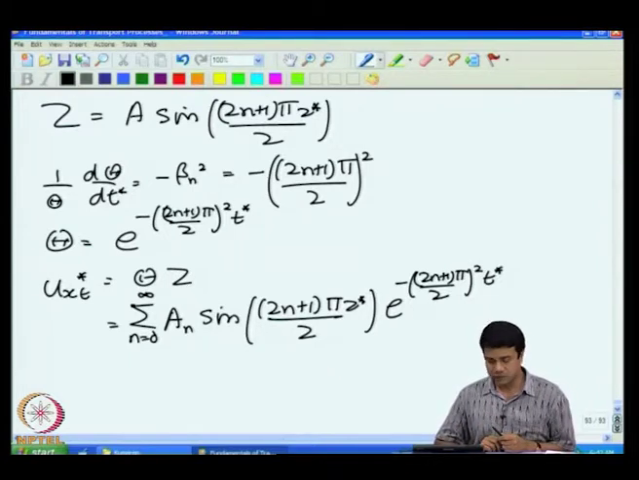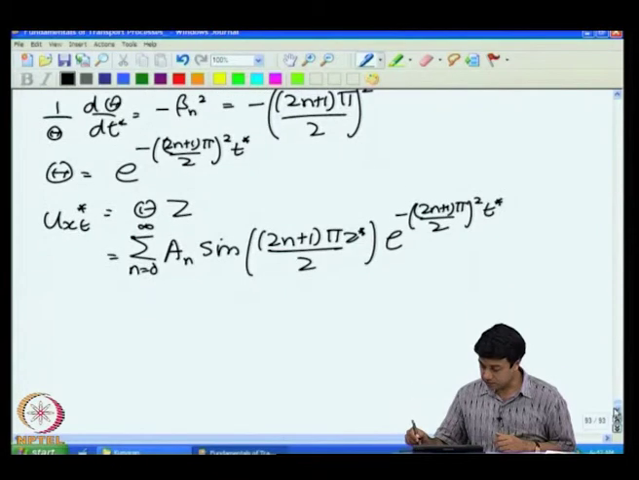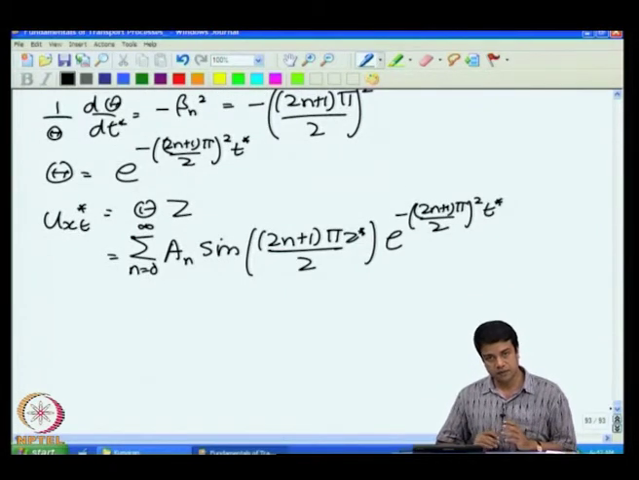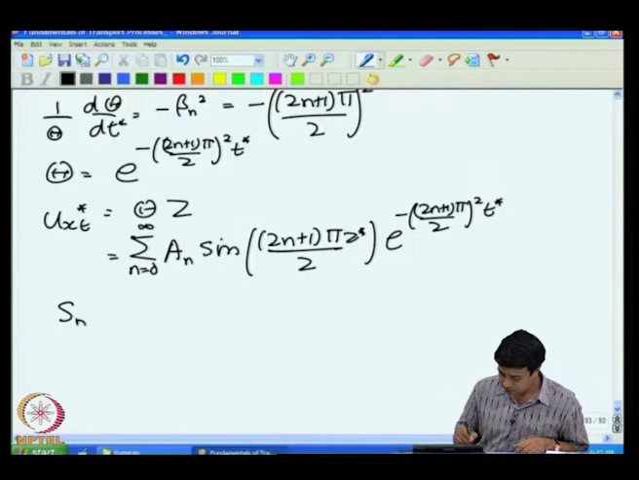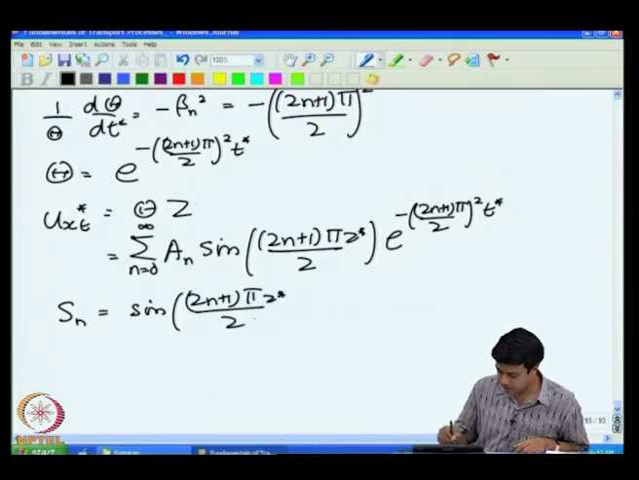How do we determine the coefficients a n? Using the orthogonality relations once again. For this particular problem, if you recall, for the flow in a channel, the basis functions were sine of n pi z star, whereas here the basis functions are sine of (2n plus 1) pi z star by 2. So, I define S n is equal to sine of (2n plus 1) pi z star by 2.